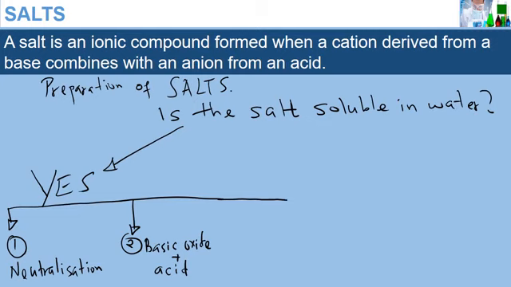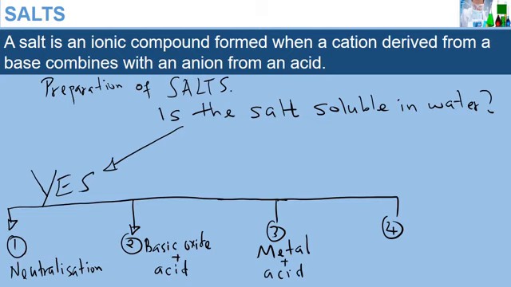Method number 3 is the reaction between a metal and an acid, while method number 4 is the reaction between a carbonate or hydrogen carbonate, a compound containing hydrogen carbonate, of course, and an acid.